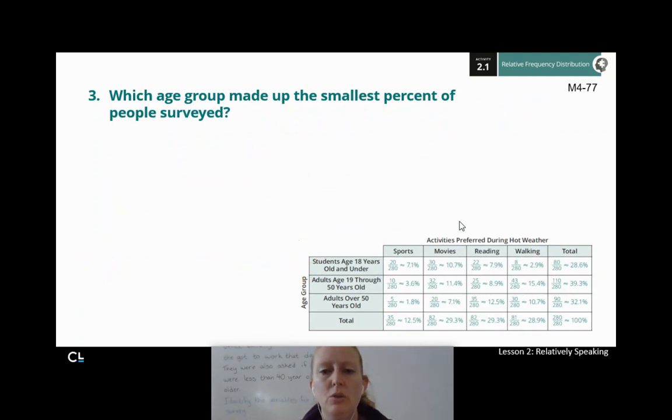Just a few other little questions here on page 77. So I've got questions 3 and 4 and a couple more here. You can go ahead and answer these questions on page 77. Use your lovely frequency table. Hit pause, write out your answers, hit play when you're ready to check your work.